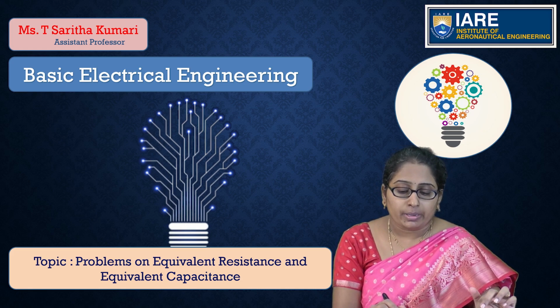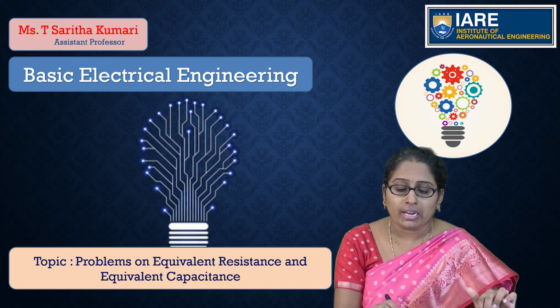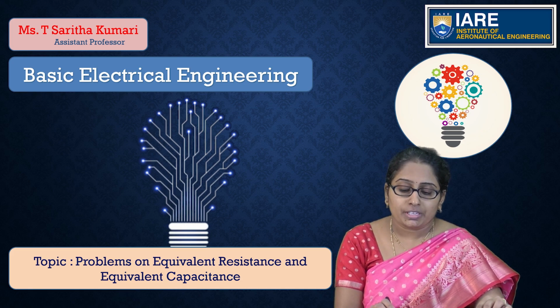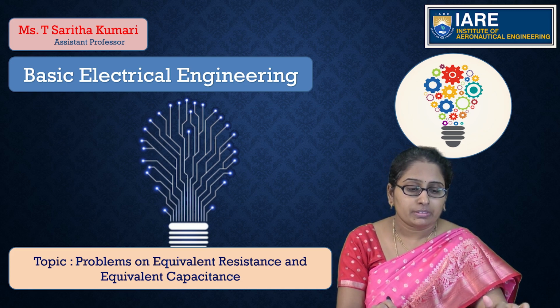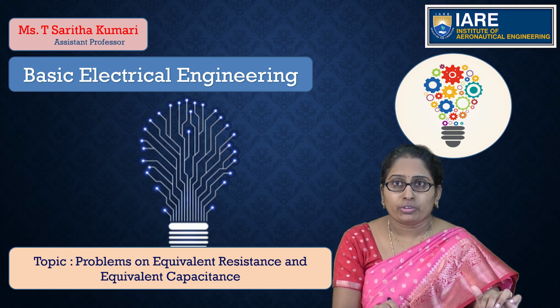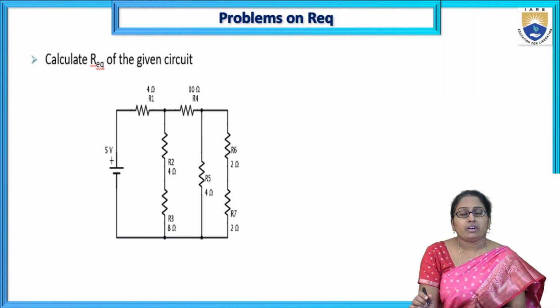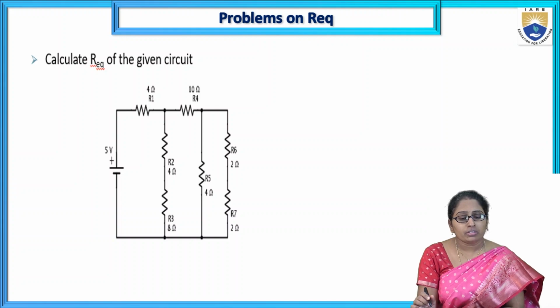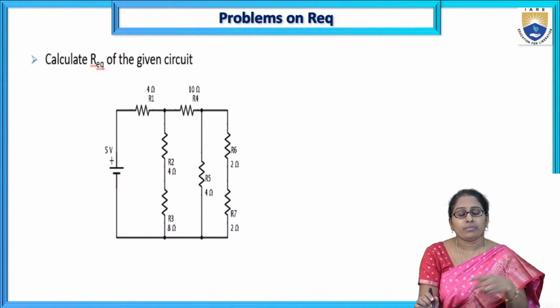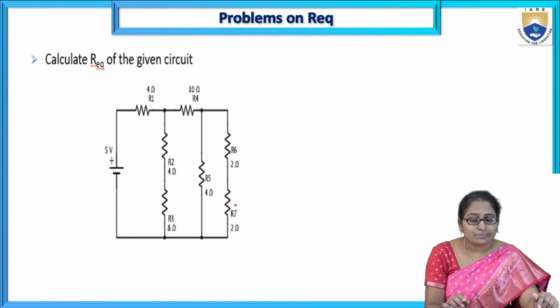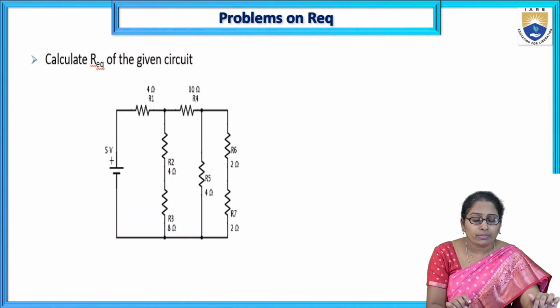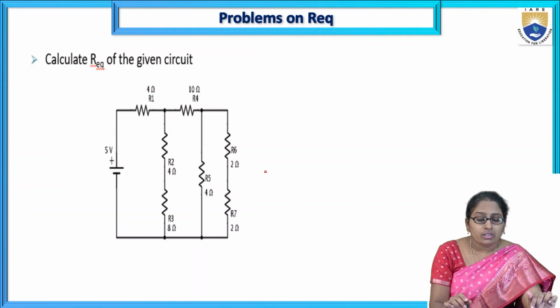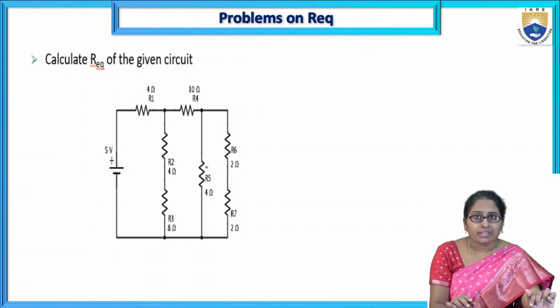Today my lecture is about how to calculate equivalent resistance and equivalent capacitance. So problems I'm going to explain. Consider the first problem, which is based on equivalent resistance. The problem is: calculate the R equivalent of the given circuit. The circuit is given like this.